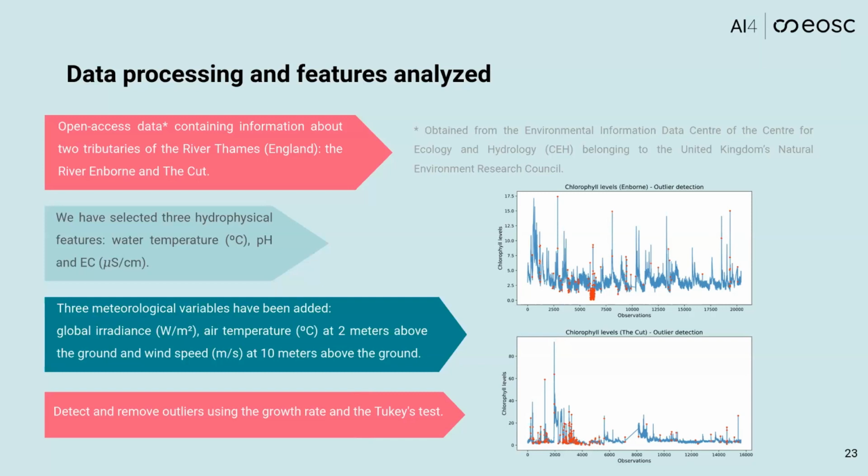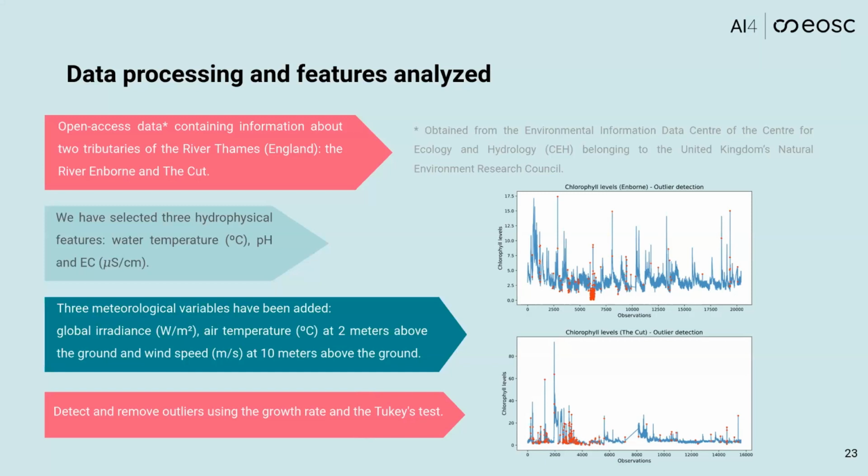In addition, we thought about introducing other features that are openly available that could help to improve the study. So we decided to use meteorological variables, such as the global irradiance, the air temperature at 2 meters above the ground, and the one measured at 10 meters above the ground.